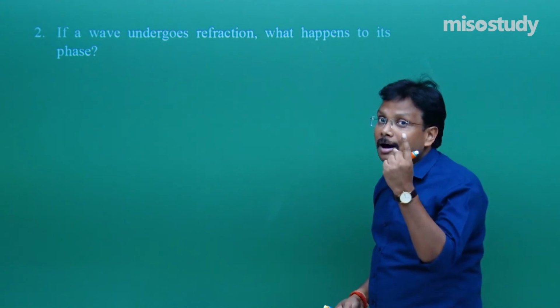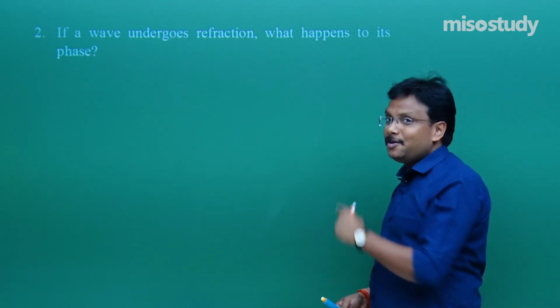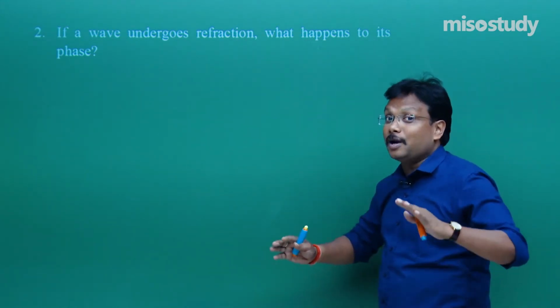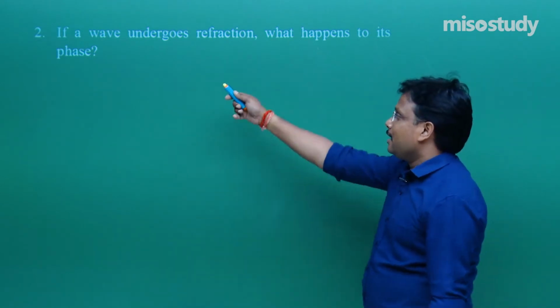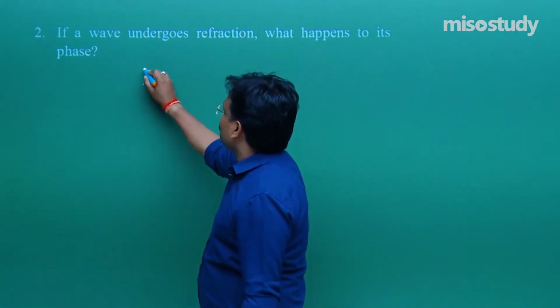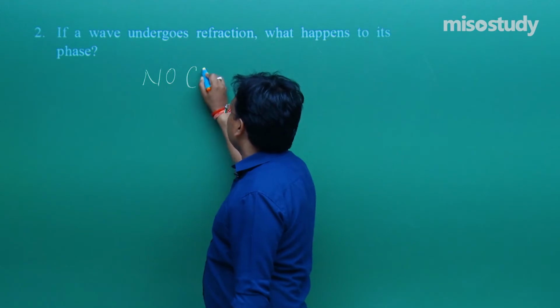Now, for 1 mark, see the beauty. In the previous question for 1 mark, you are supposed to write down at least 3-4 lines. Here, no change.